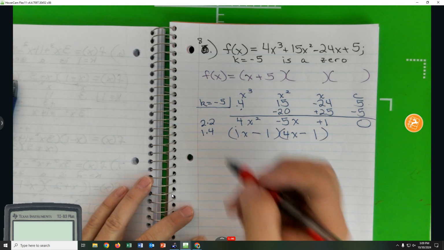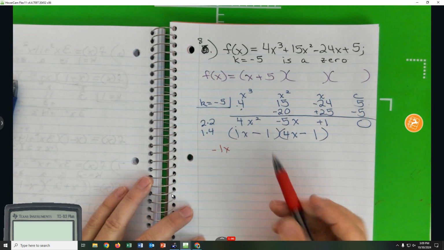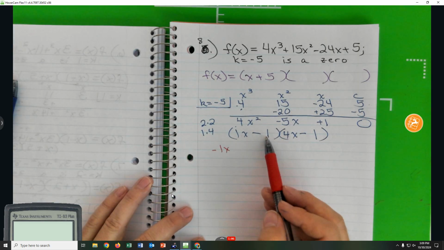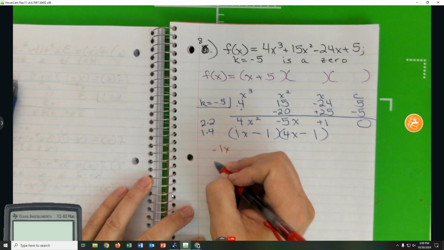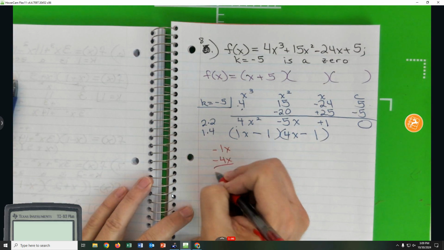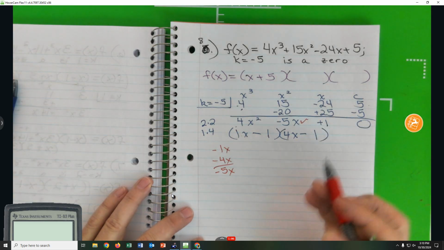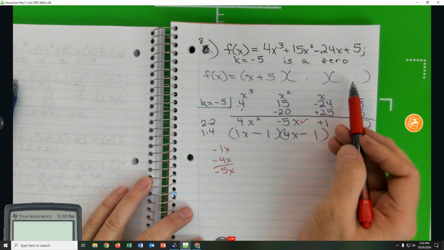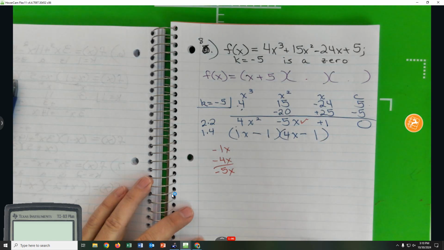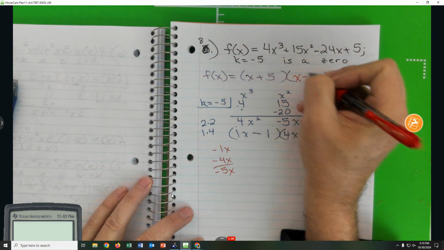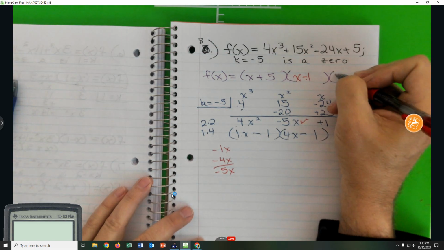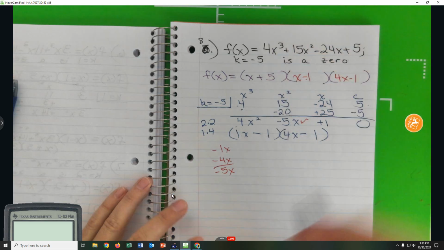1x times a negative 1 is a negative 1x. What's the inner product? Negative 1 minus 4 gives me a negative 5. Is that what I needed? Yes, it is. So what do I put inside those other parentheses? I have an x minus 1 and a 4x minus 1.